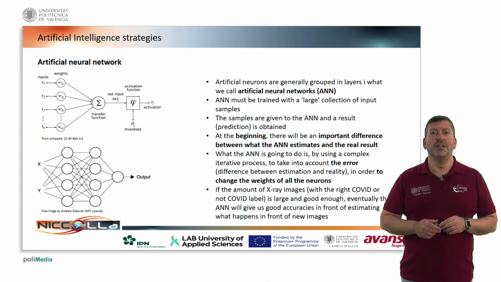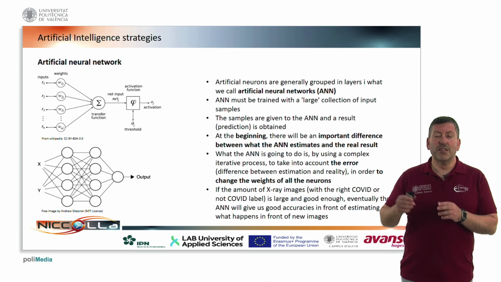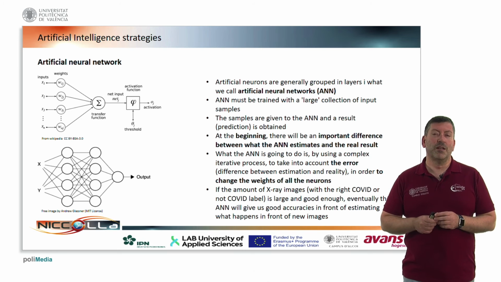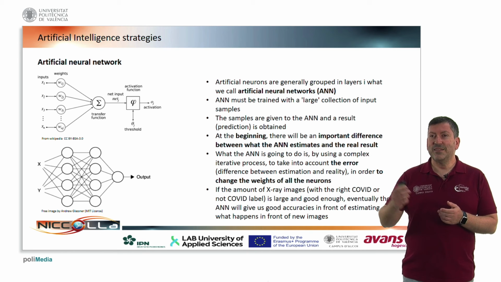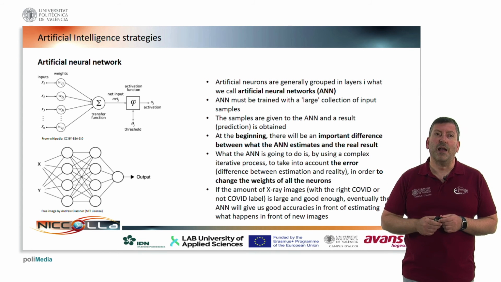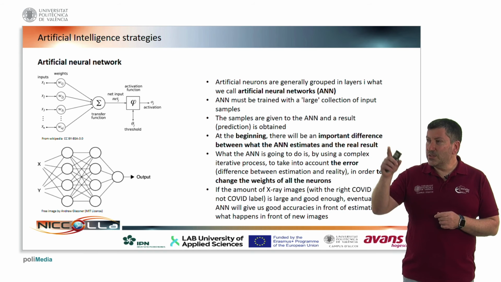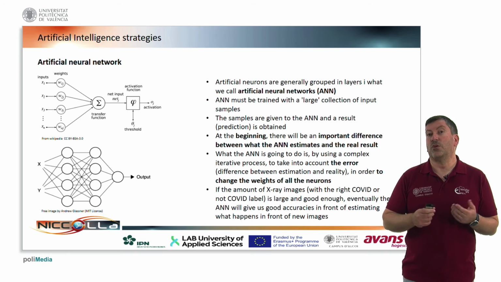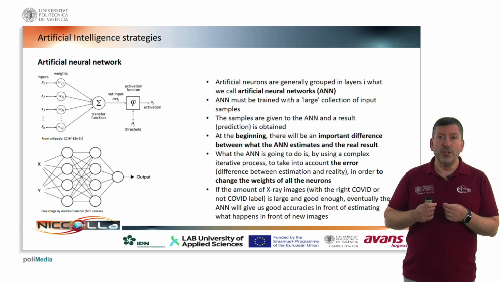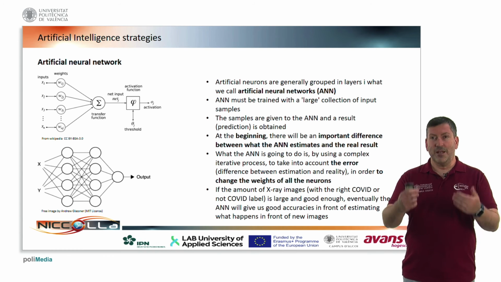So what we do is, by using a complex iterative process, believe me, take into account the error the neural network is making in providing the result at the beginning, and taking into account this error, we are going to modify these weights for every single neuron in our artificial neural network. So these weights, which consider how important this input is for a specific neuron, are going to change according to the error we have when we are training the neural network.